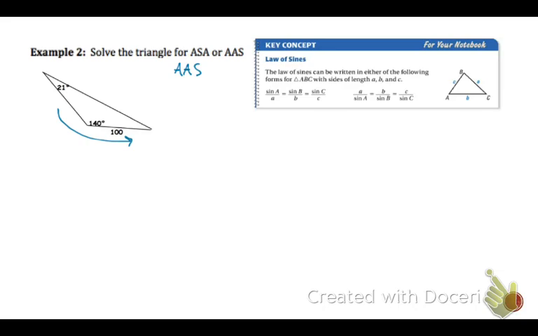I'm just going to put some labels on my triangle so I know what I'm looking for. I can call the 140 degrees angle A, and the 21 degrees angle B. What I don't know is angle C. My side across from angle A is side A, and across from angle C is side C. So what I'm looking for to solve this triangle is angle C, side A, and side C.